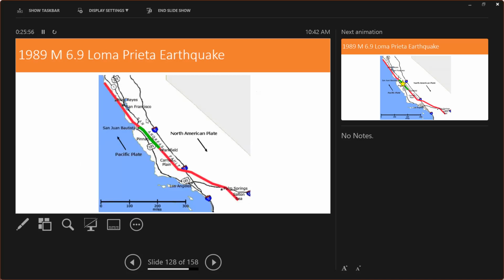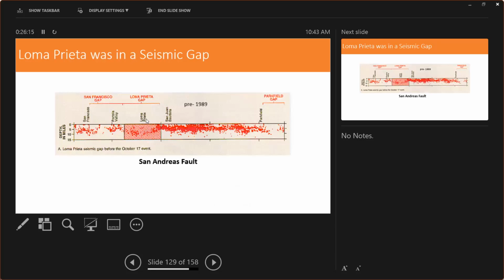So now we fast forward to 1989, where we get that 6.9 earthquake in Loma Prieta, which is right next to Parkfield. It was a pretty large earthquake, but typical of the San Andreas Fault area. They get a lot of magnitude 6s and greater, and they've developed a lot of infrastructure to handle it. Loma Prieta used to be a seismic gap.